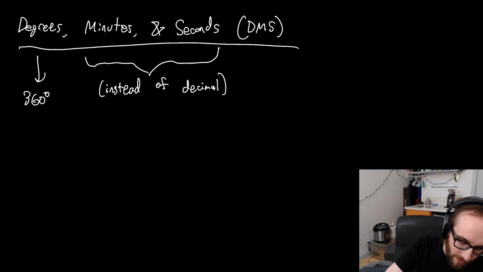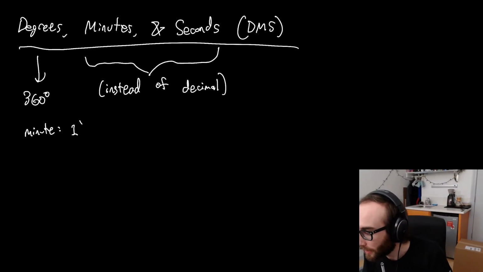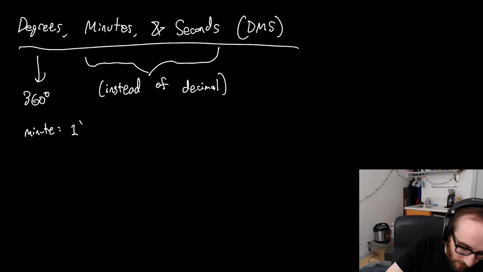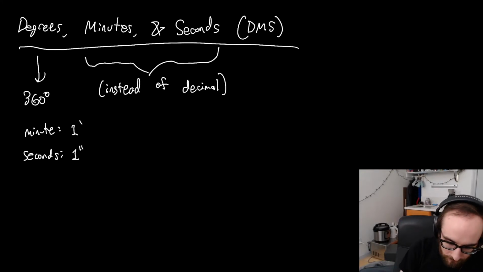For minutes, 1 minute is written as 1, and then we have one little dash. And then seconds are written as 1, and then we have 2 dashes up there, so kind of like an ending quotation. And for minutes, we know that in 1 degree there are 60 minutes.